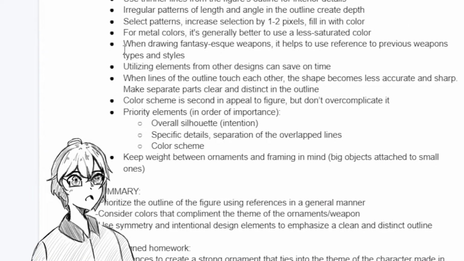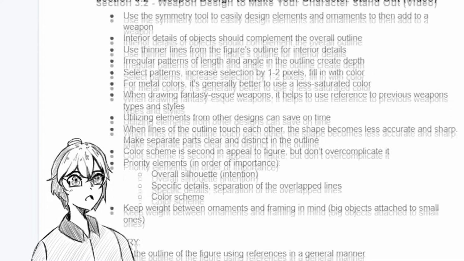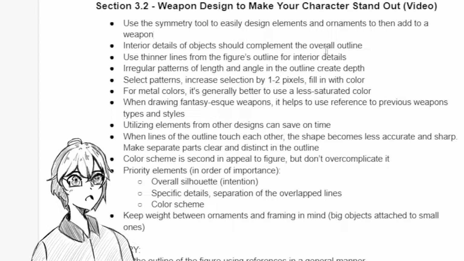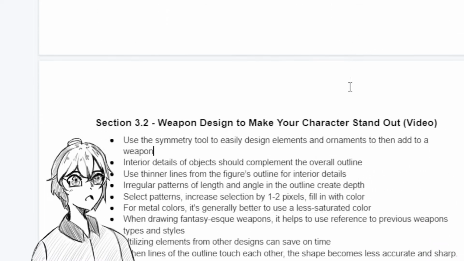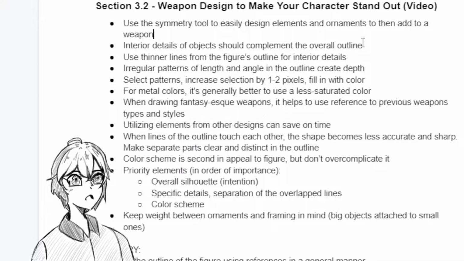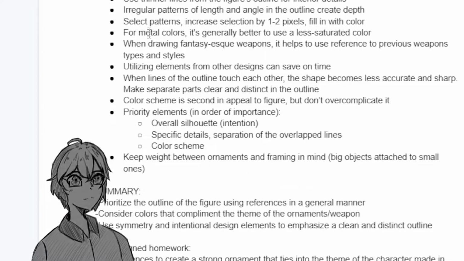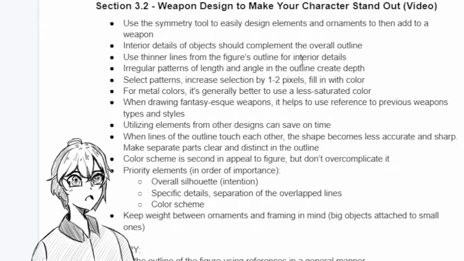Getting a little bit more into the details of the weapon, the interior details of objects should complement the overall outline, because like the characters that we worked on in the past section, the outline is going to give you the most strength of the impression of the character. With that, use thinner lines from the figure's outline for the interior details, because you want the focus, like said, to really be on the outline of the weapon rather than the interior details. Thinner lines will help do that and will also create a softer impression of the details inside of the weapon.